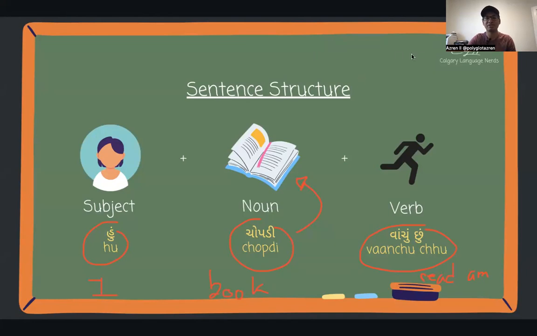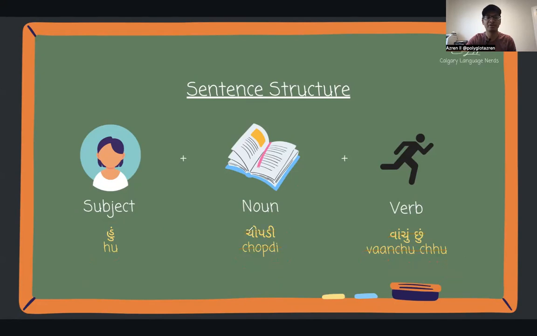I'll give you another example. Let's say I was doing, let's clear this. Let's say instead of reading a book, right, let's change this. Let's say I was listening to music or listening to a song or something like that, right? Hun geet સાંભળું છું. Geet is a song. So હું ગીત સાંભળું છું. I song listening. Okay, let's look at another example.